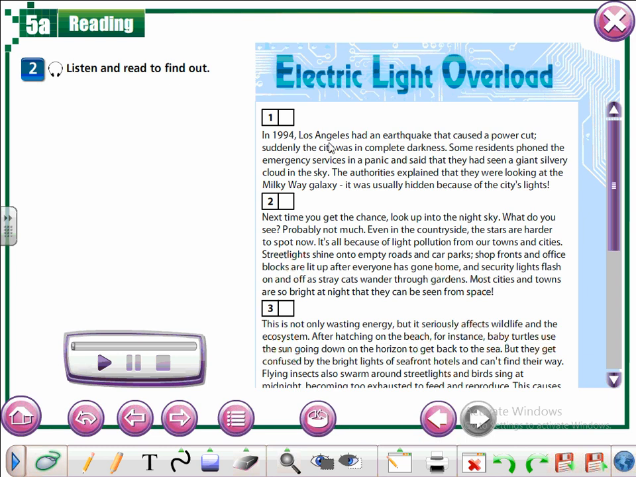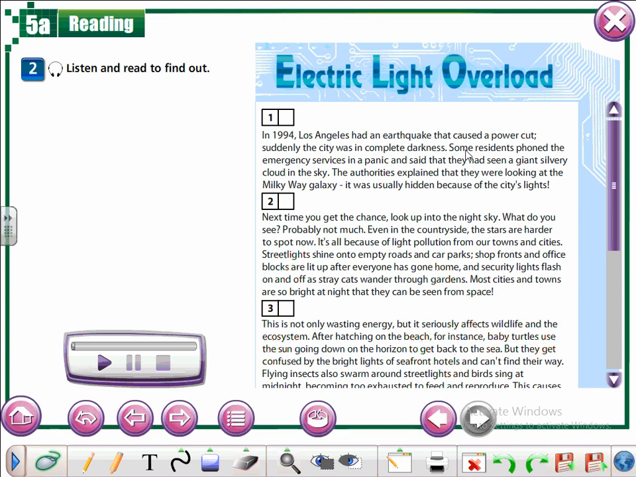Los Angeles had an earthquake that caused a power cut. Suddenly, the city was in complete darkness. So this text is talking about electric light overload. So now we're talking about the problem of the overload of the electric light. Overload means like too much that it's not bearable.